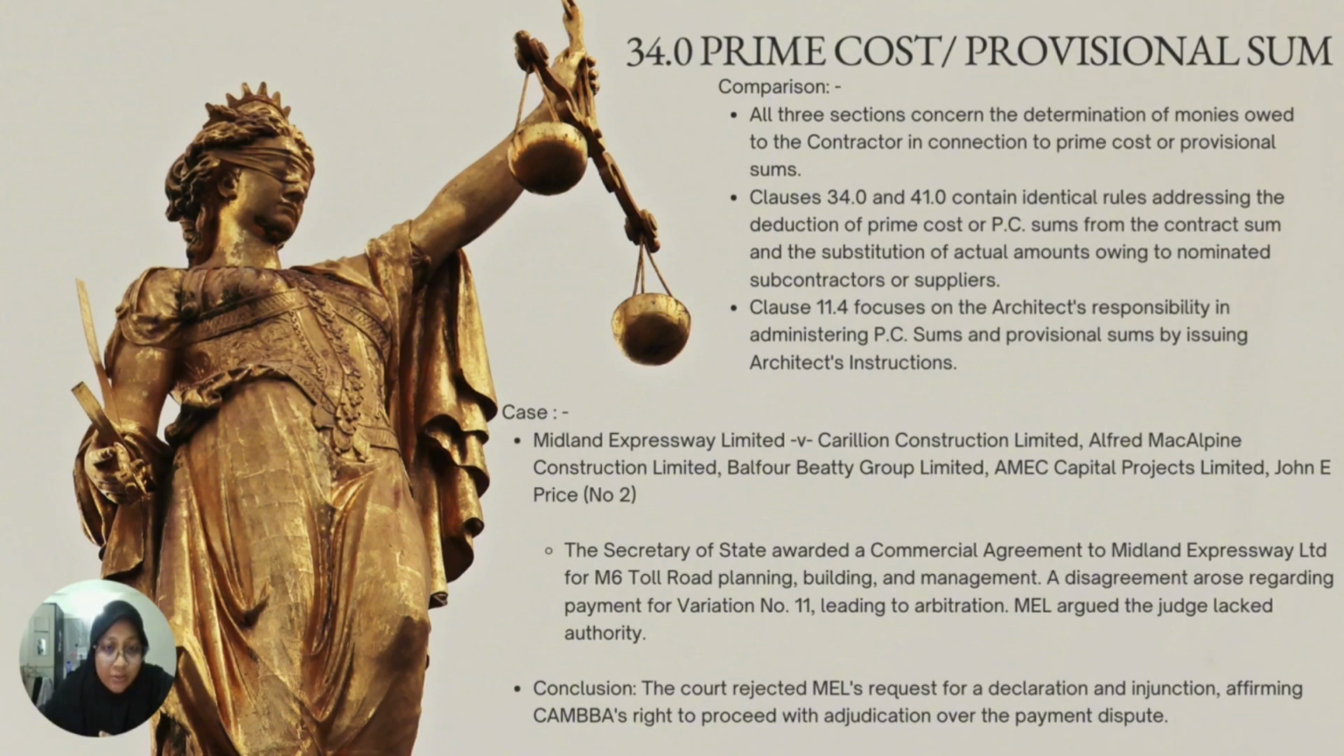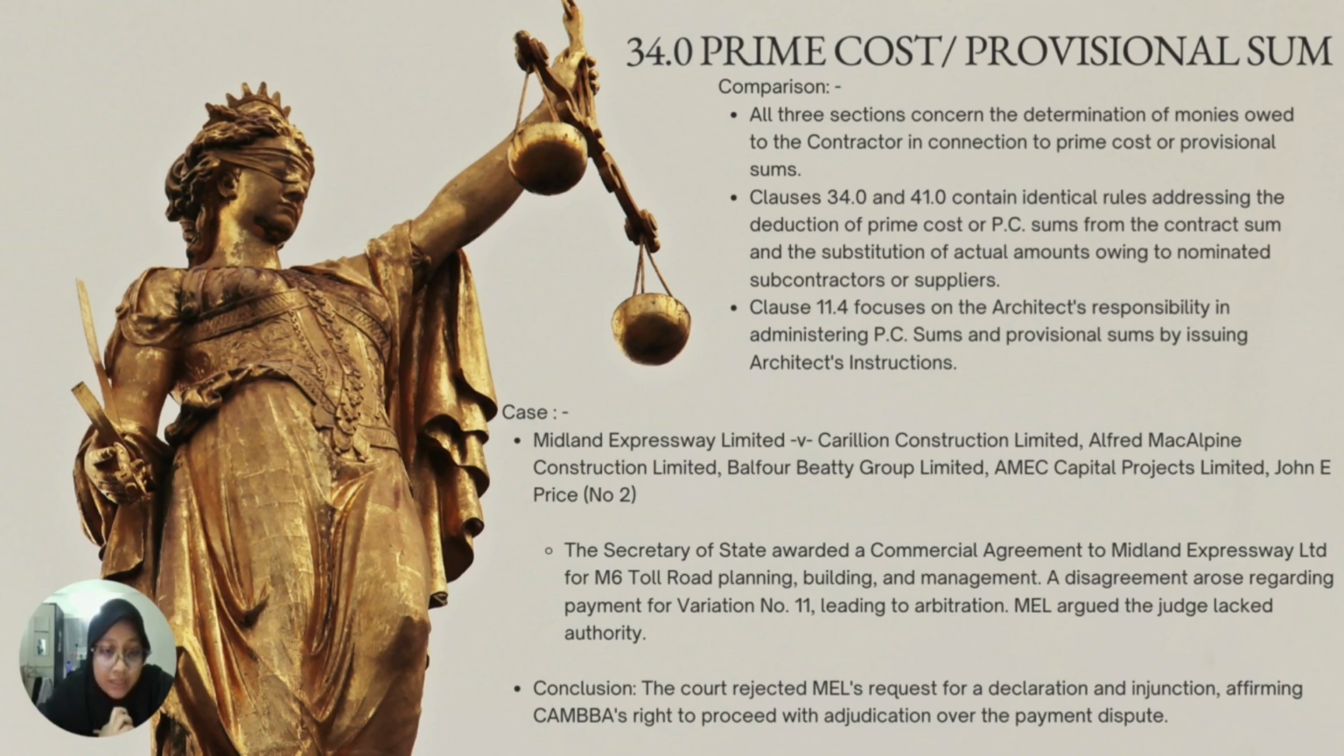Next is Clause 34, which is regarding prime cost and provisional sum. All three clauses concern the determination of monies owed to the contractor in connection to prime cost or provisional sum. Clause 34 and 41 for CIDB contain identical rules addressing the deduction of prime cost or PC sum from the contract sum and the substitution of actual amounts owing to the nominated subcontractor or supplier, while Clause 11.4 for PAM focuses on the architect's responsibility in administering PC sum and provisional sum by issuing architect's instruction.